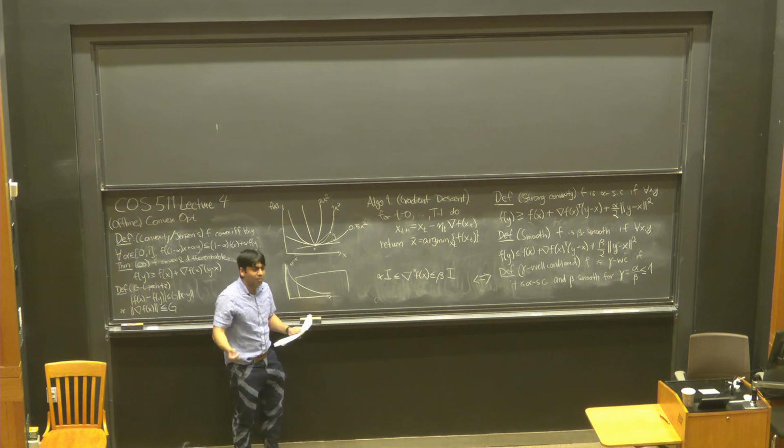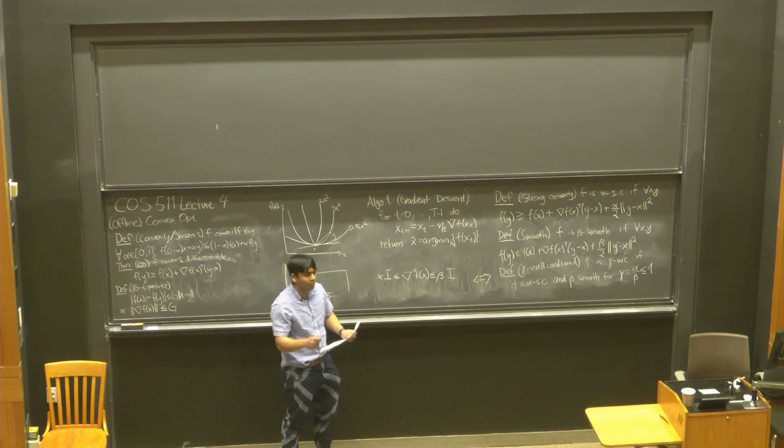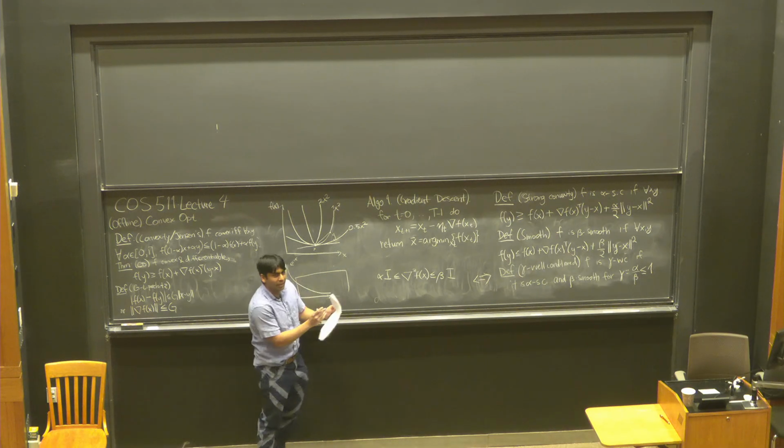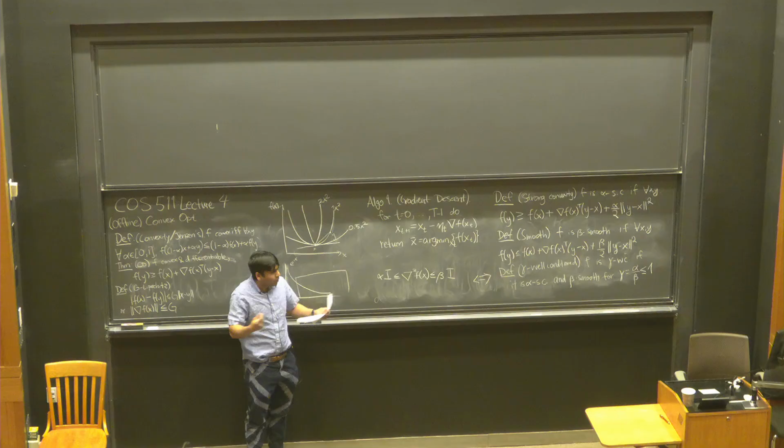And smoothness is the opposite. Smoothness is like there's a bound to how much curvature you can have. You can't curve exceptionally large, because that could also be a problem for gradient descent, right? You might take a step that's too steep, that's too far.